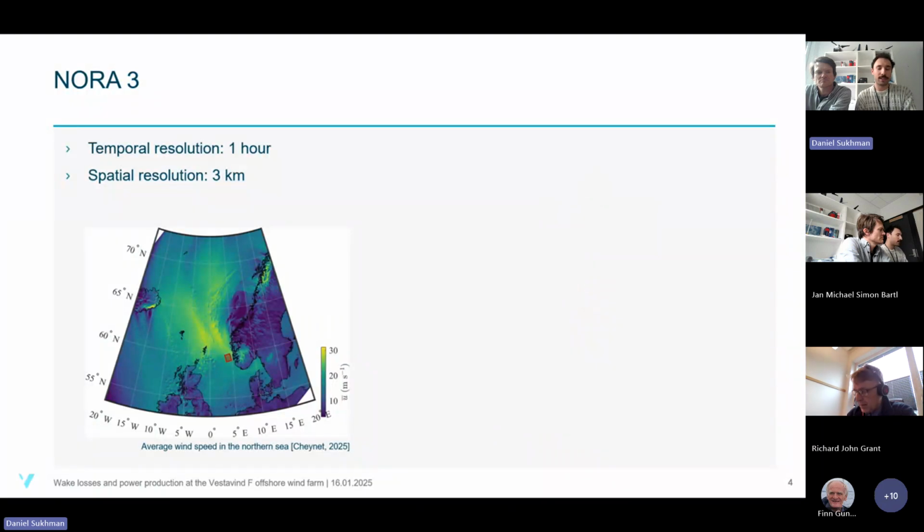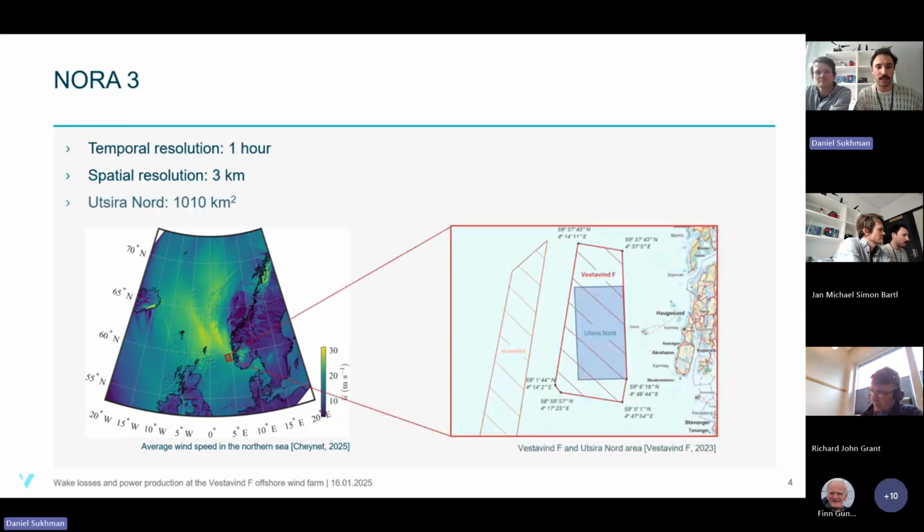So the NORA3 dataset is a reformulated dataset covering a large area of the North Sea, as we see here. Its temporal resolution is 1 hour, and the spatial resolution is 3 kilometers. So it is quite fine. And this small red square is the area of interest, where we have the Vestavind F site and the Utsira Nord west site inside there, being a part of the whole projecting area of Vestavind F, just a little bit in front of Haugesund.